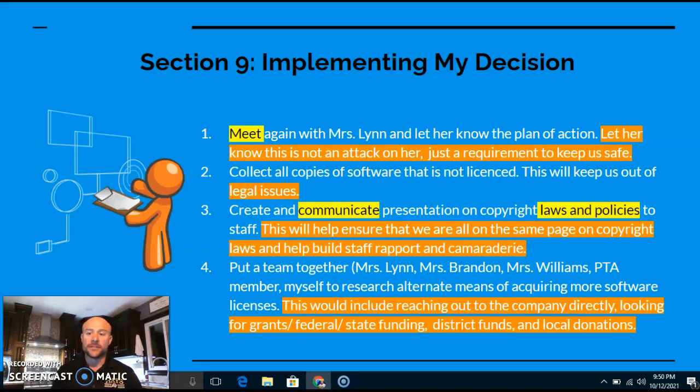Step number 4, put a team together, possibly Mrs. Lynn, Mrs. Brandon, Mrs. Williams, and a PTA member, along with myself, to research alternate means of acquiring more software. This would include reaching out to the company directly and possibly letting them know our situation of small district, letting them know that we already have spent money on the software and possibly getting a little more access for our single-use classrooms. We could also look for grants, federal and state funding, district funds, and possibly getting local donations.